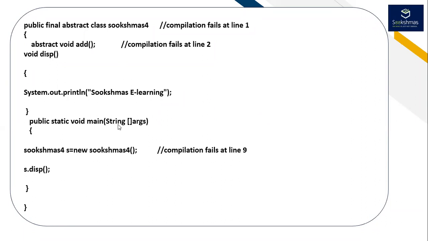Execution of the program begins from main. I have created an object for the class Sukshmas4, s is equal to new Sukshmas4. And with the help of the reference, I'm calling the method display. So what exactly is the output? Does compilation fail at any respective lines, or is there no error and you get an output, or any runtime errors, or else?